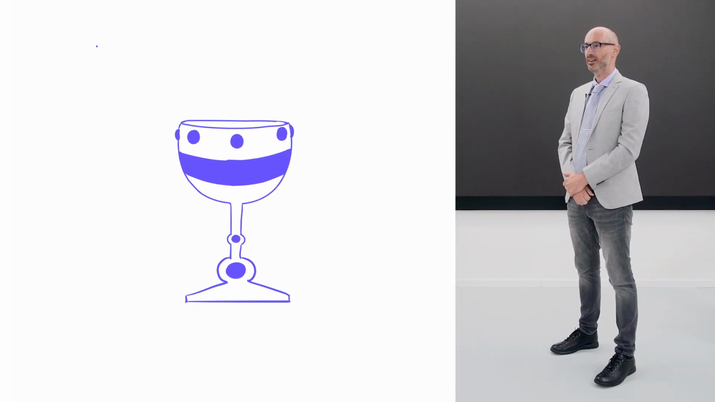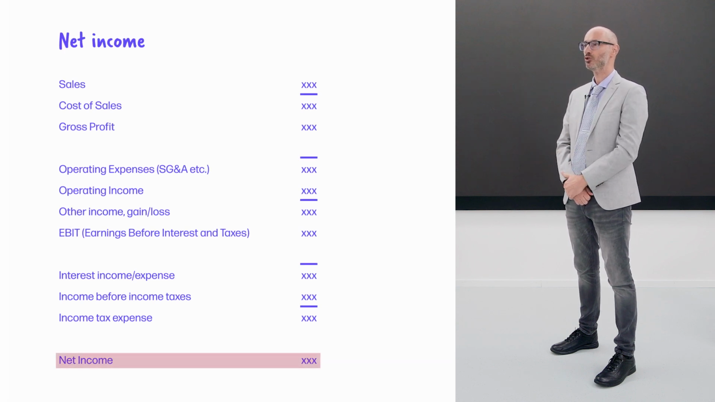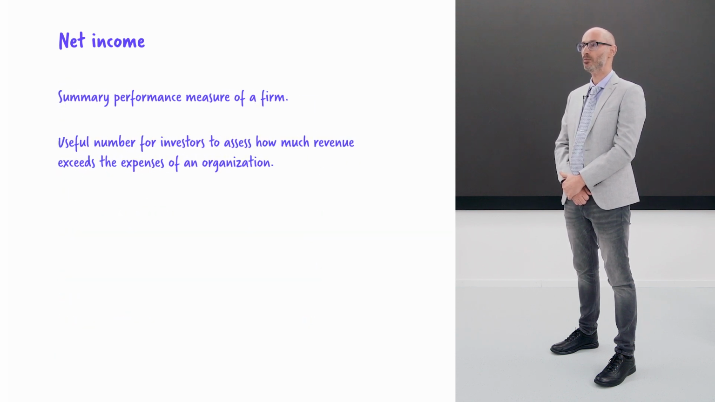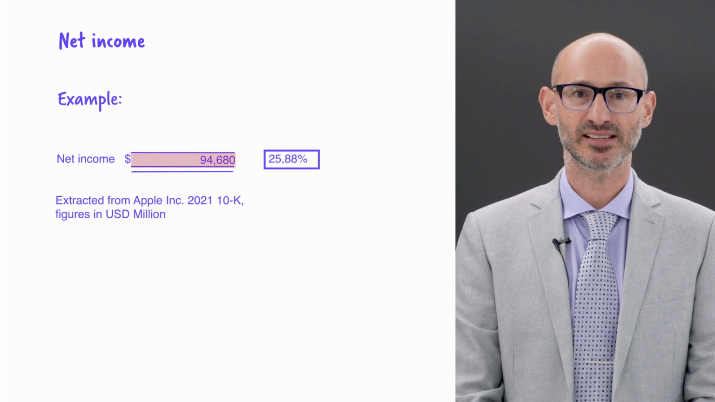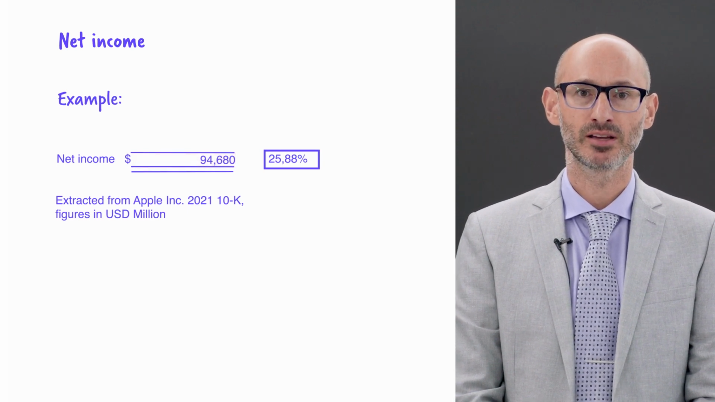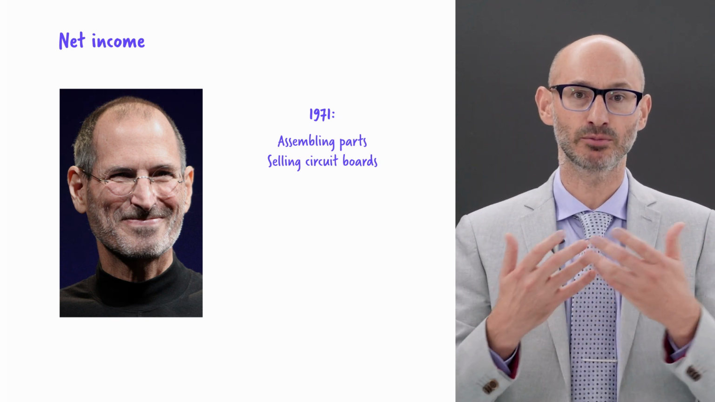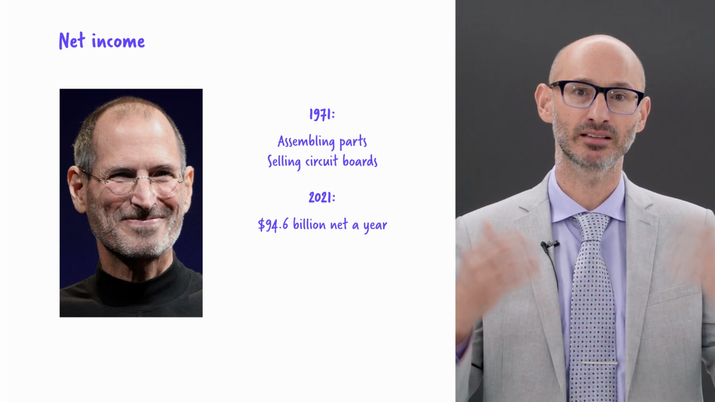Now we arrive at the Holy Grail, the most important number in accounting, the bottom line, net income. Also called net earnings, it is the summary performance measure of a firm. It is a useful number for investors to assess by how much revenue exceeds the expenses of an organization. This is probably the most important indicator of a company's success. For Apple, that number is a staggering $94.6 billion. Steve Jobs, God bless his soul, would be smiling, wherever he is watching us from at the very moment. From assembling parts and selling circuit boards in 1971 to $94.6 billion net a year. Not bad, everyone would agree.